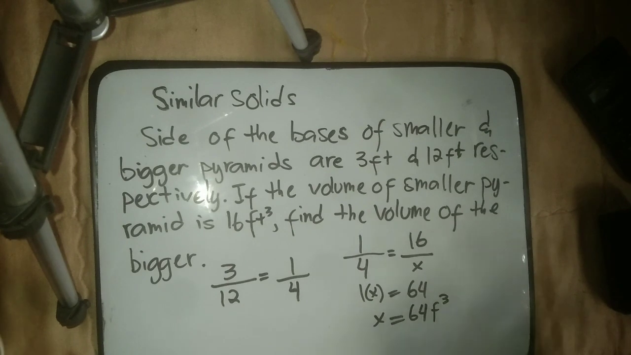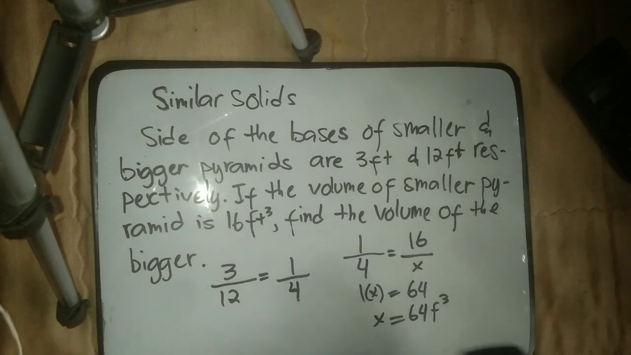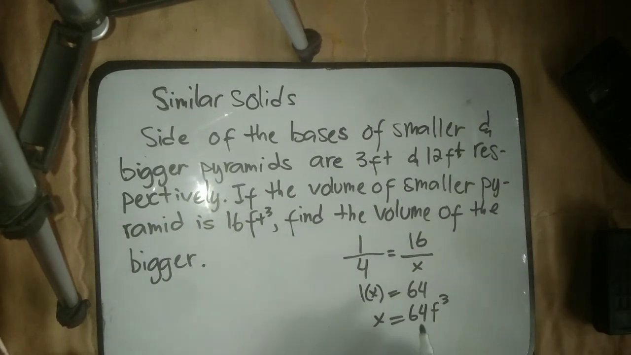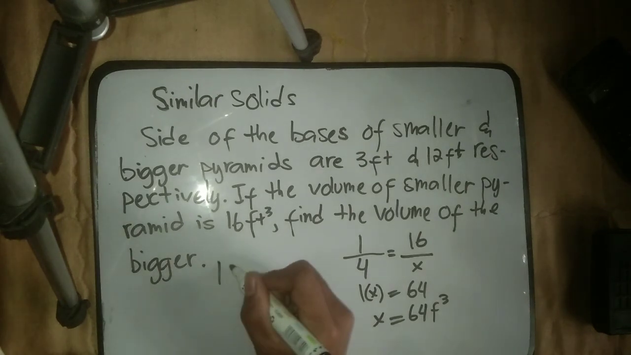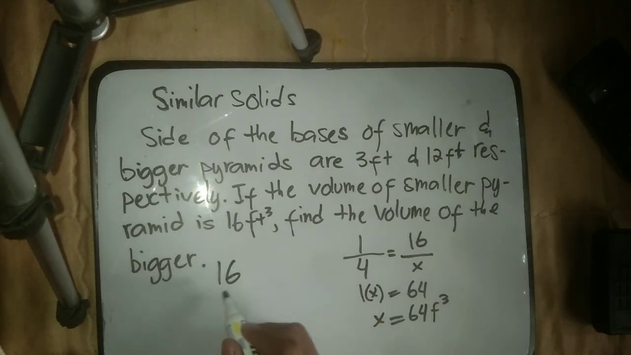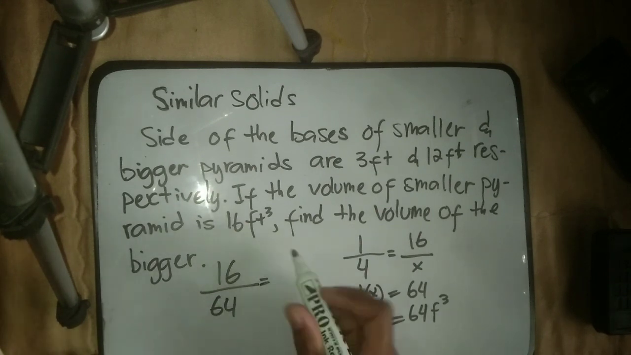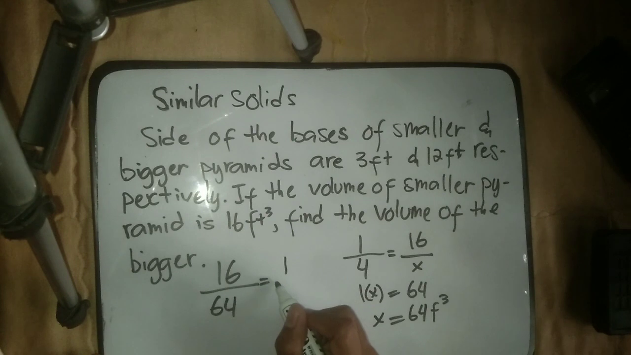So now that we have the volume of the bigger pyramid, we can now find the ratio of the volumes. 16 is the smaller pyramid and 64 is the bigger pyramid. So if we reduce it to lowest terms, if we divide it by 16, we will get 1/4.